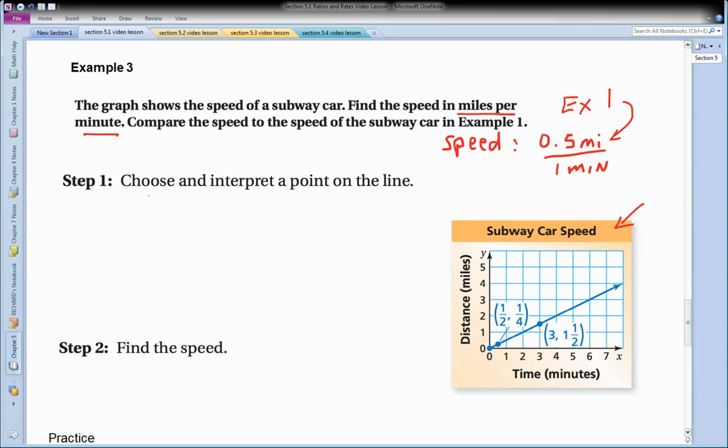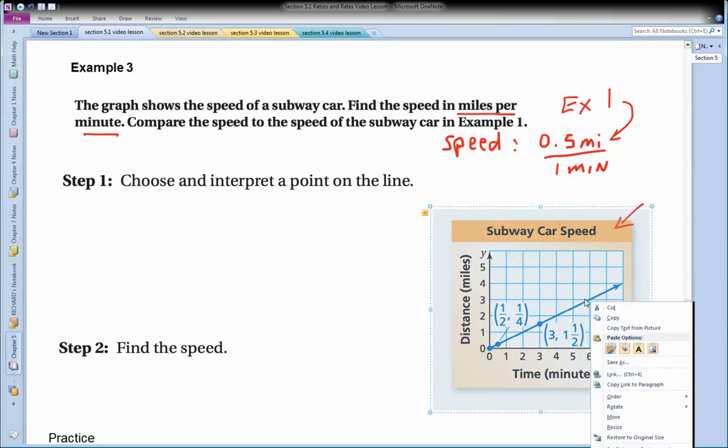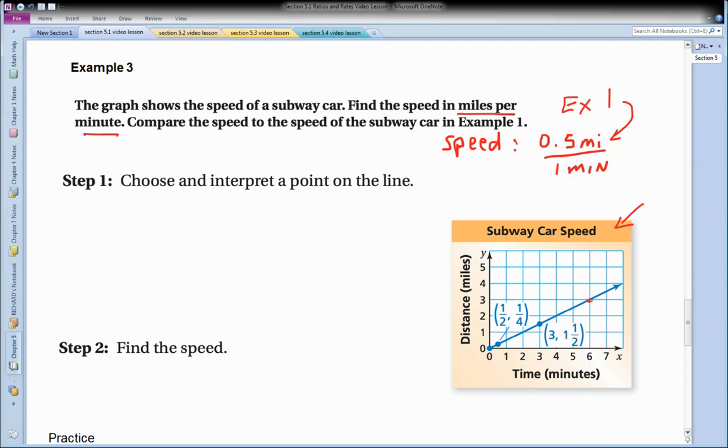So the first step is choose and interpret a point on the line. So we could pick a point on the line. We could pick one of the ones that's already labeled here, or we can pick one of our own. In my opinion, I always try to find something where I don't need to have fractions. So let me use this point, which would be the point that x value comes first, which would be 6, and the y value is 3.